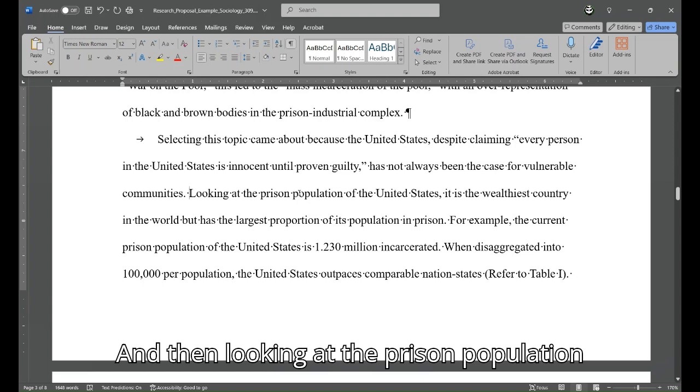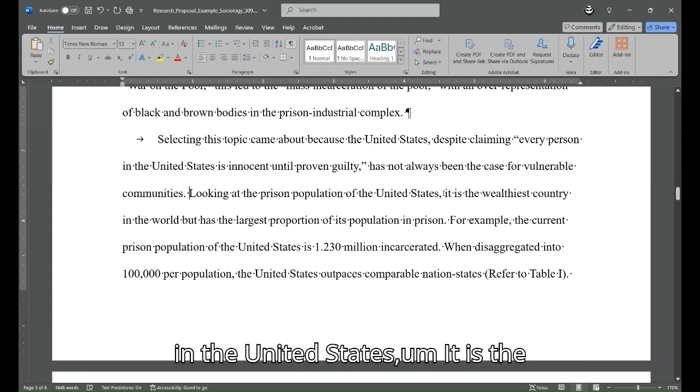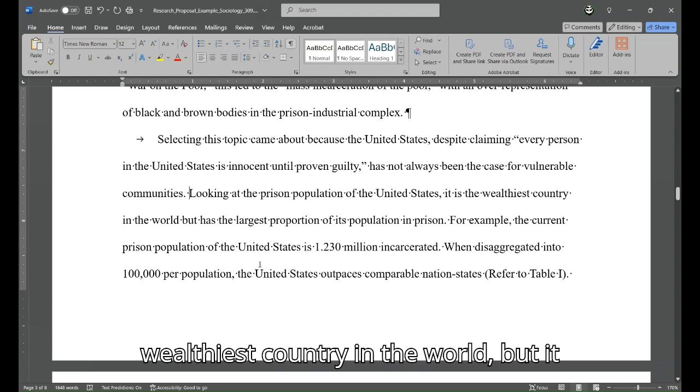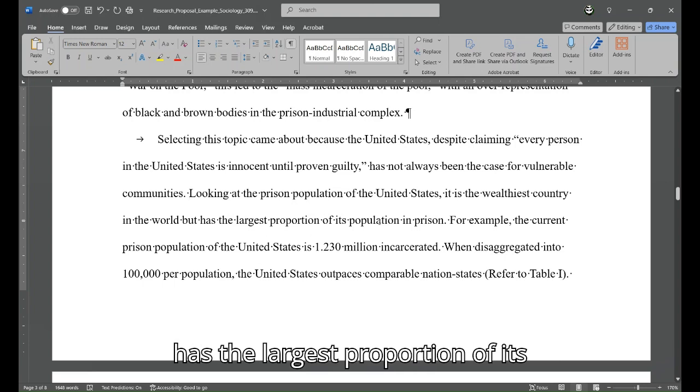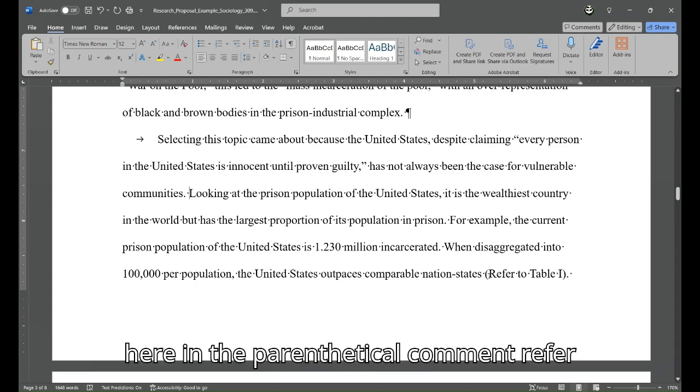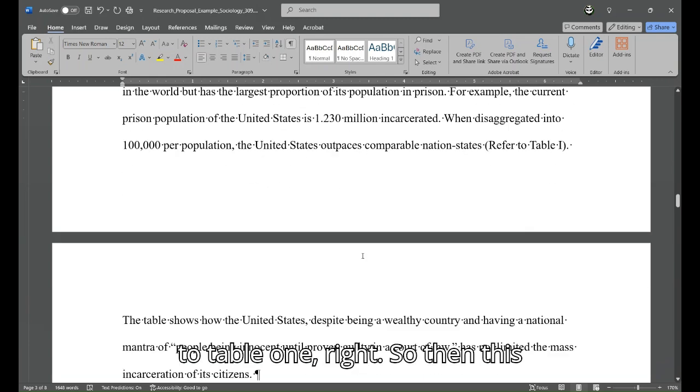And then looking at the prison population in the United States, it is the wealthiest country in the world, but it has the largest proportion of its population in prison. For example, the current prison population in the United States is about 230 million incarcerated. When disaggregated into 100,000 per population, the United States outpaces comparable nation states. And then I wrote here in the parenthetical comment, refer to table 1.